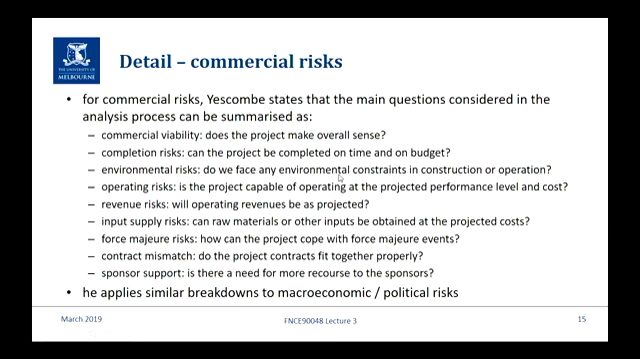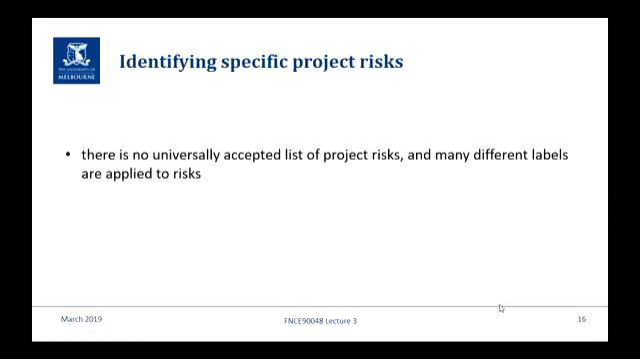Then he talks about all these different risks. Completion risk, can we complete on time and on budget? Environmental risk, do we face any environmental constraints? Operating risk, revenue risk, input supply risk, force majeure risk, contract risks, sponsor risks. So he's broken it down into a whole lot of different types of risks that we have to address, and he does the same for the other two categories that are identified on the previous slide. So the same sort of questions for the group of macroeconomic risks, the same questions for political risks.